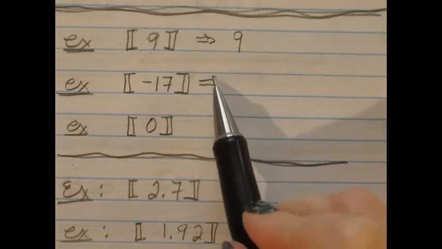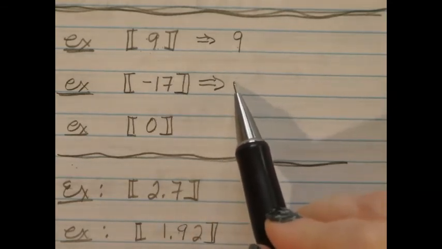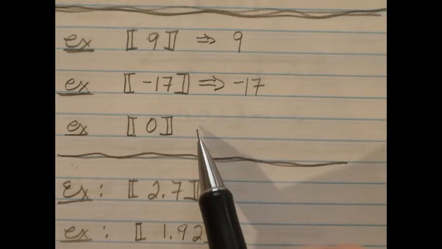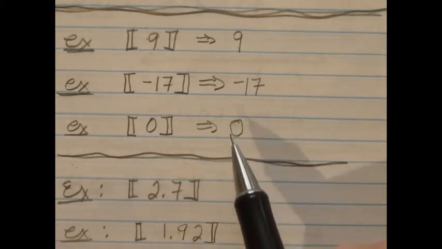Same thing goes for negative 17. It's not a decimal, it is a counting number. It is at negative 17, my answer is negative 17. And 0, it's not a decimal, it's already at 0, my answer is 0.